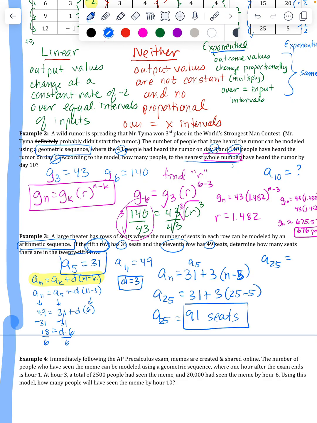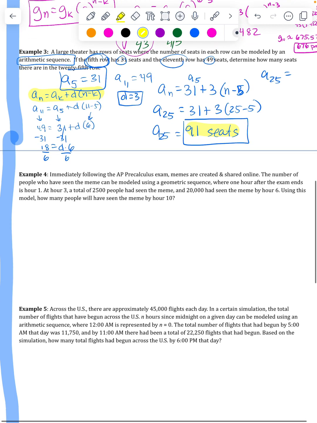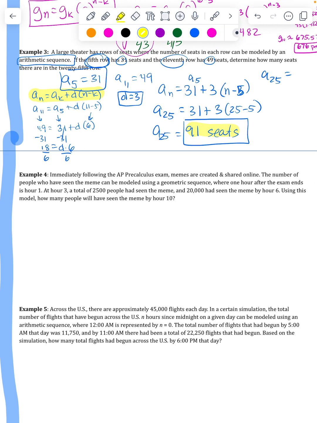So you're just taking the information out of its application setting and doing the same math that we've been doing the last couple of days. Let's knock out these last 2 and be done. Immediately following the AP Pre-Calc exam, memes are created and shared online. The number of people who have seen them can be modeled by a geometric sequence. So now you don't have any doubt about what formulas to use. 1 hour after the exam ends is hour 1. Okay. At hour 3, a total of 2,500 people have seen this meme.